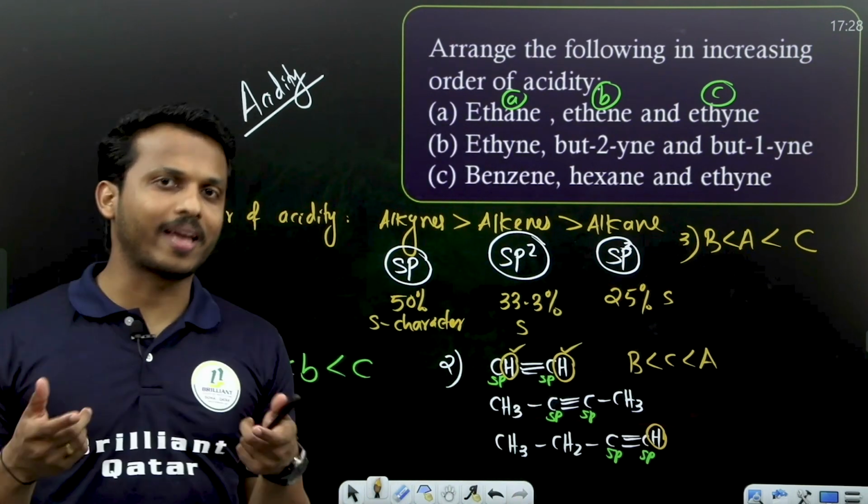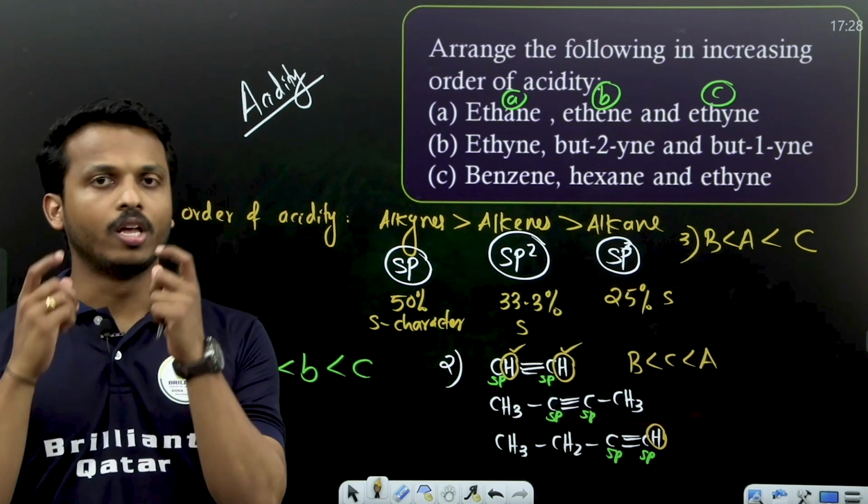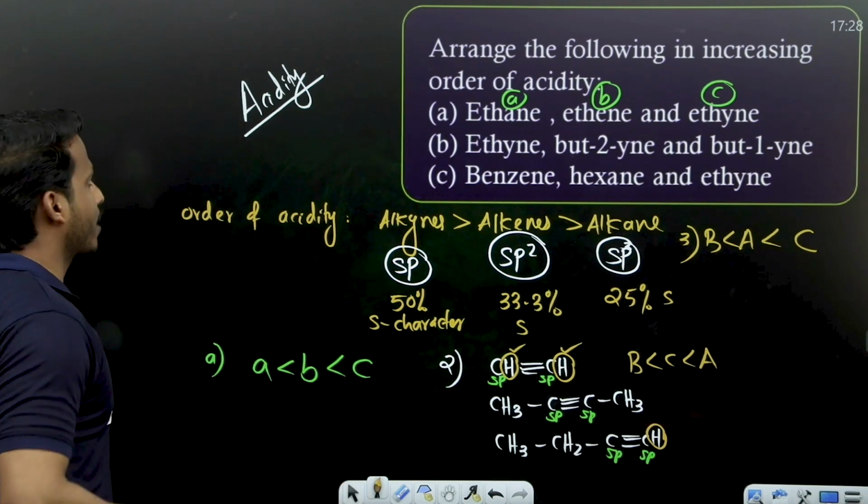And if all are alkynes given, check on the triple bonded carbon whether there is a hydrogen or not. If there are more hydrogens, it will be more acidic. Clear all? Okay. Next question.